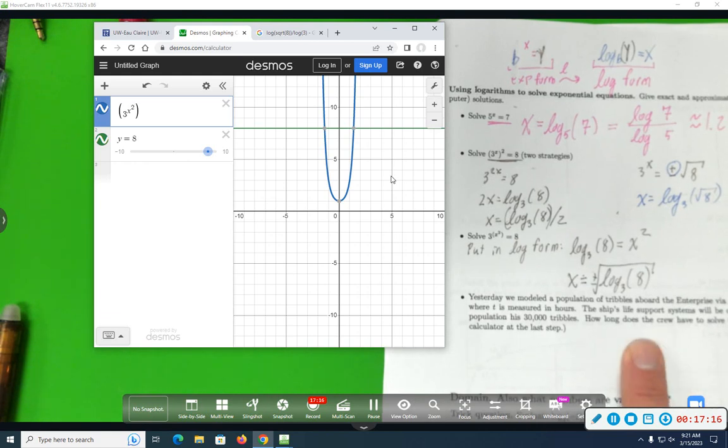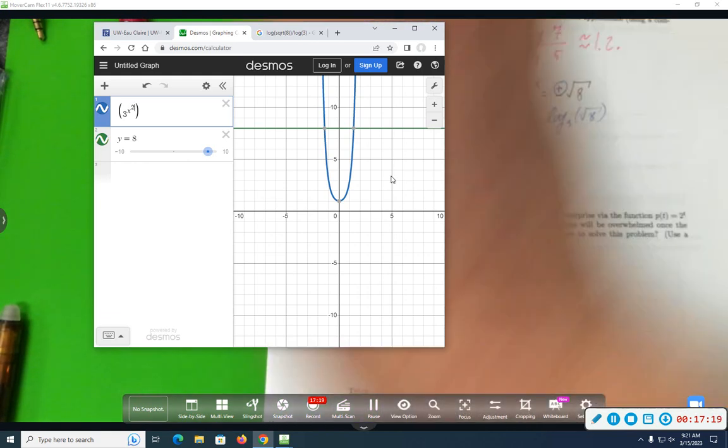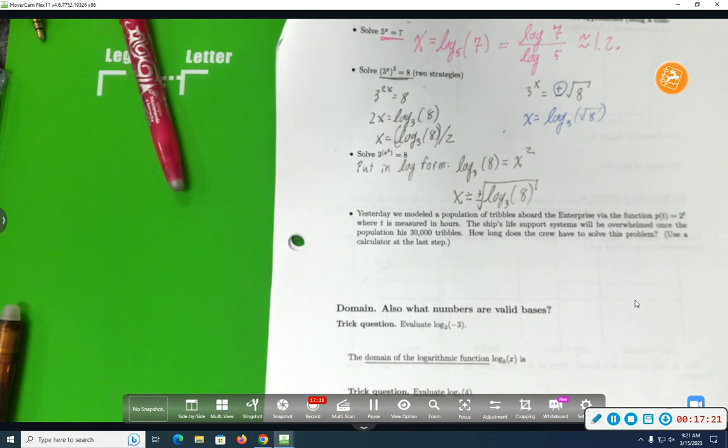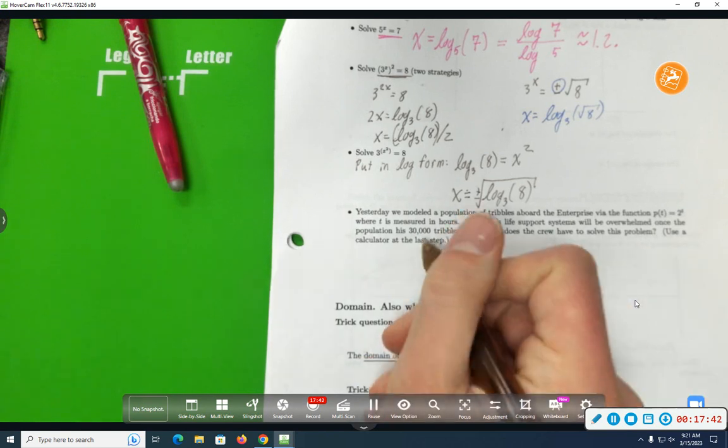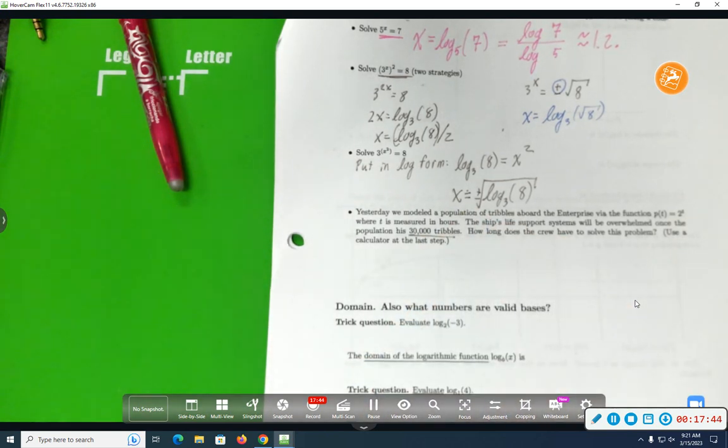So let's go back to this vaguely applied question. Yesterday we modeled the population of squiggles aboard the Enterprise, and we got a population function model P of t equals 2 to the t. Time is measured in hours since they found the first squiggle. Let's ask this question. The life support system will be overwhelmed once the population hits 30,000 twibbles. How long do they have to address this problem?